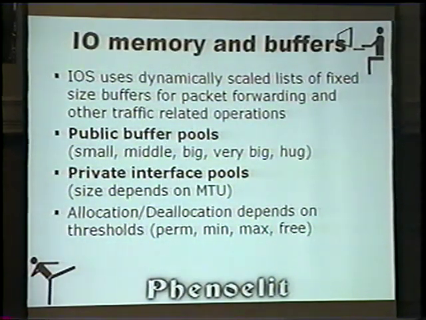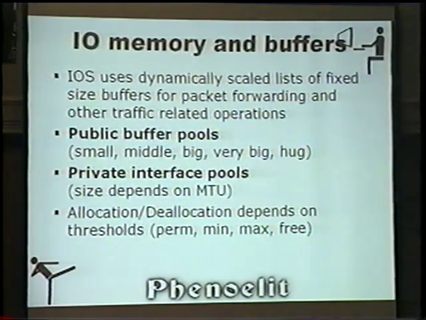And the allocation, deallocation, actually depends on some values. You got the permanent amount of buffers, the minimum amount, the maximum, minimum free, maximum free, and you got all kinds of values. Actually, it's kind of tricky. And as long as it still is between the lower and the higher thresholds, they will not allocate memory, they will not free memory.